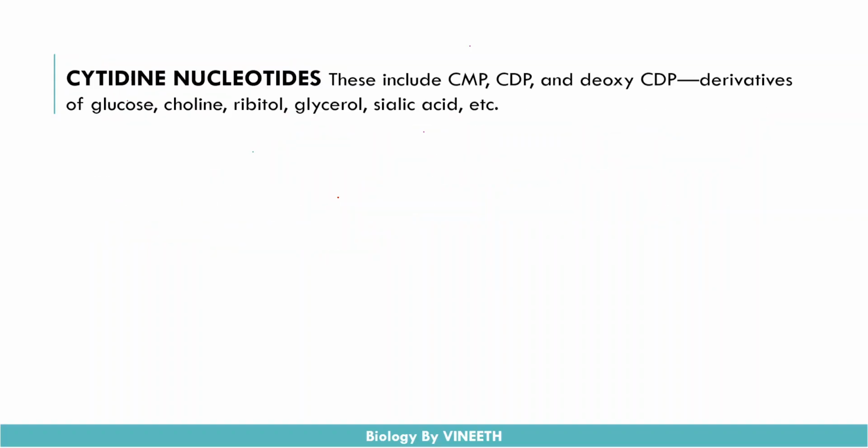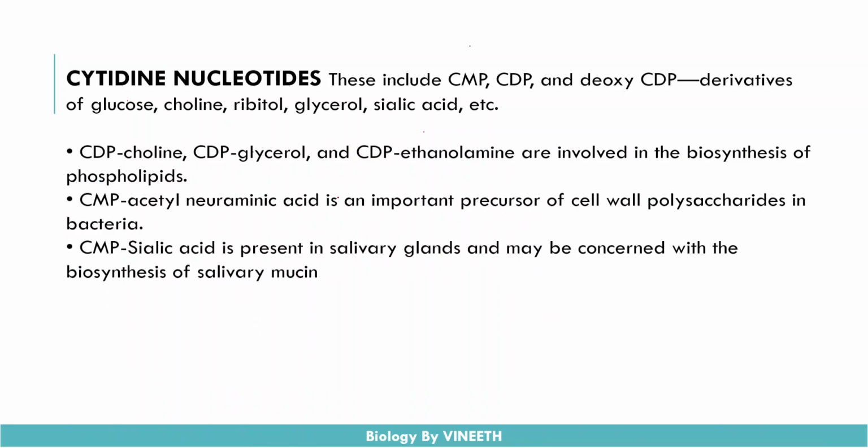And then we have the cytidine nucleotides. Cytidine is also an important precursor for the cell wall polysaccharides. Cytidine monophosphate neuraminic acid is involved in the formation of the cell wall polysaccharides inside the bacteria, and it is also involved in the biosynthesis of phospholipids. CDP, cytidine diphosphate, conjugates with choline or glycerol or ethanolamine, and they are involved in the biosynthesis of the phospholipids.